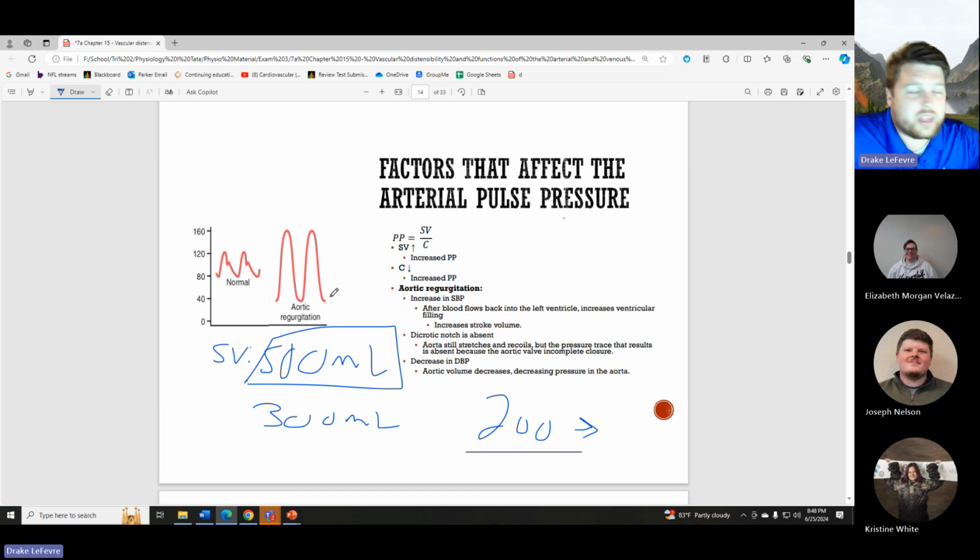So we lose the dicrotic notch, as well as, because we don't have the blood staying inside of the aorta, it's backflowing, we lose some of that diastolic pressure as well. So we go way low, we go way up. So our stroke volume increases by a whole bunch. So our pulse pressure is going to increase a whole bunch as well.